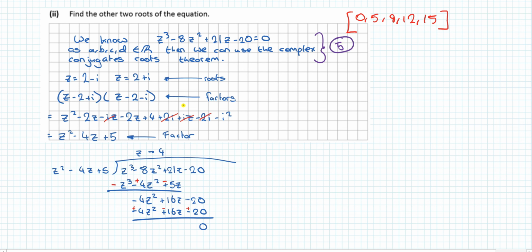So if you get to here, you're looking at 9 marks. If you start doing anything in the long division, you're getting 12 marks.